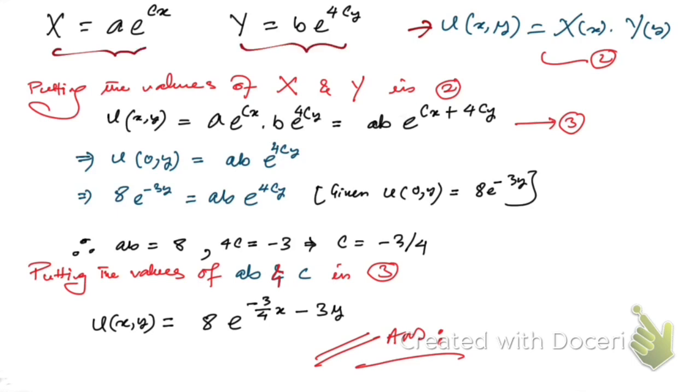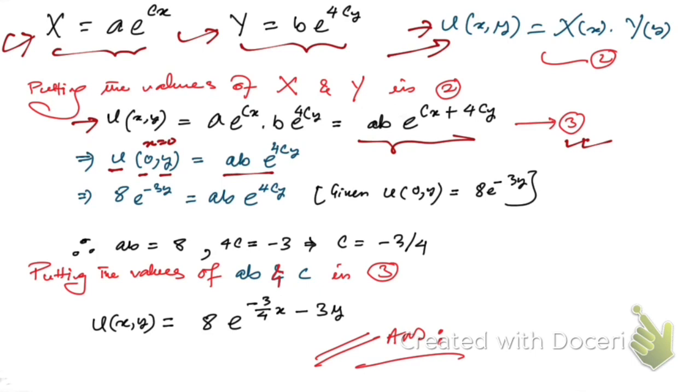Let me use these values of X and Y in equation number 2, so we get this result, right? So this is equal to this. Let it be equation number 3. Now you see, if you find u of 0 comma y, that means if you put x equal to 0, then your right hand side will be this. Because c into 0 will be 0, so e to the power 0 plus 4cy, that's going to be e to the power 4cy. And we know it is given in the question.